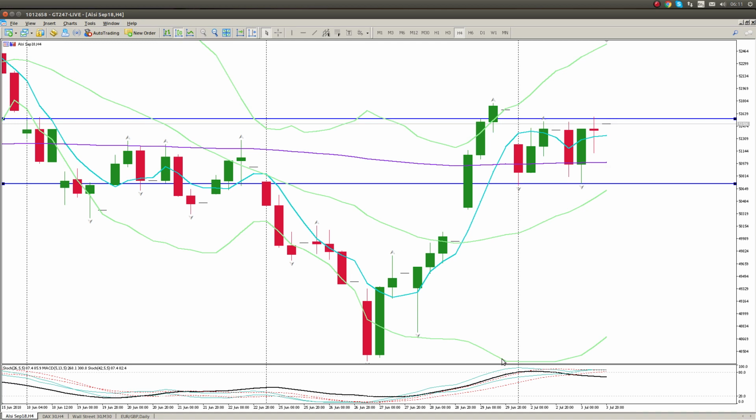What concerns me is we have divergences here. You see price making a new high pretty much, but MACD's pointing to the downside, and the oscillators are now grouped to the top here. So I suspect we are going to have some downside.